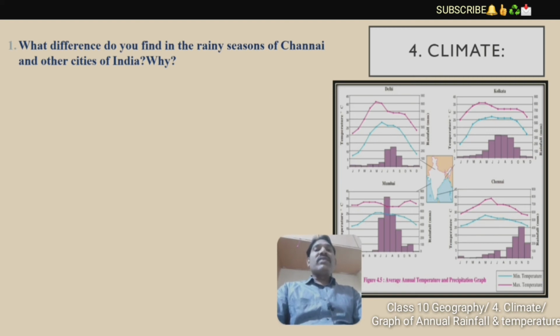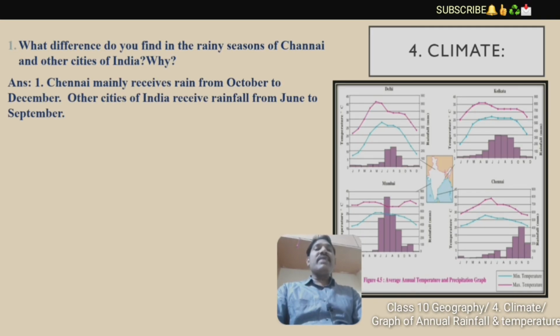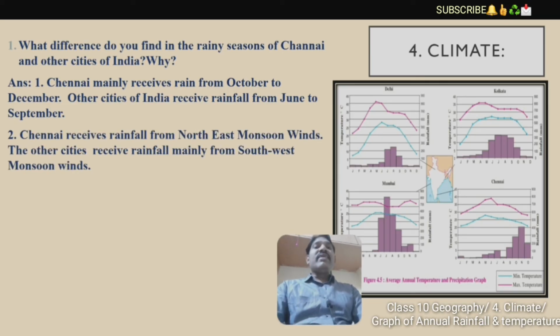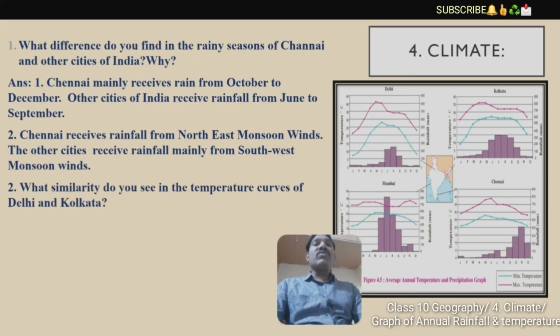See, the first question is, what difference do you find in the rainy seasons of Chennai and other cities of India? Why? The answer is, Chennai mainly receives rain from October to December. Other cities of India receive rainfall from June to September. Chennai receives rainfall from northeast monsoon winds. The other cities receive rainfall mainly from southwest monsoon winds.